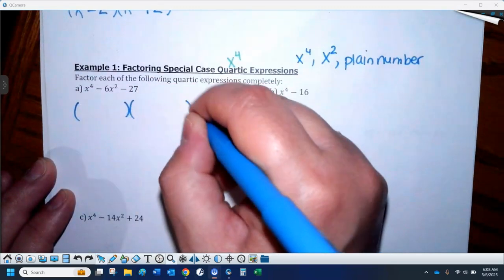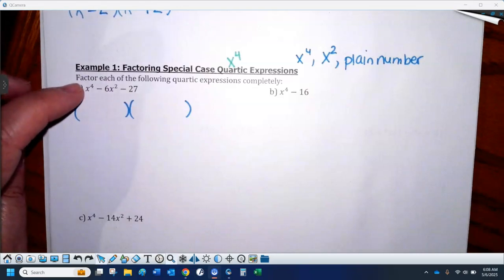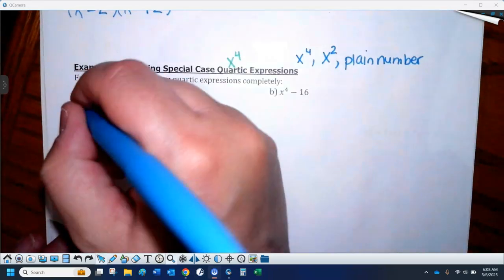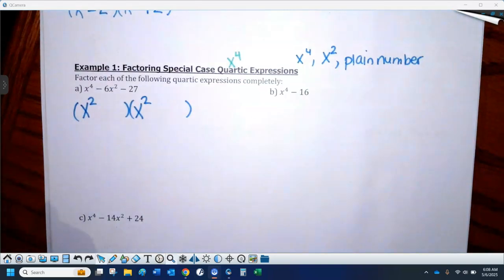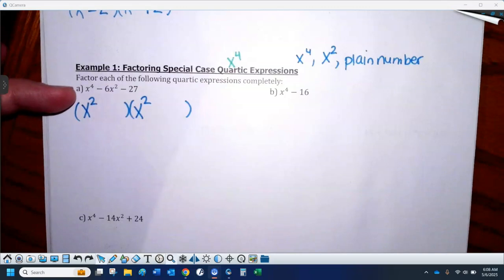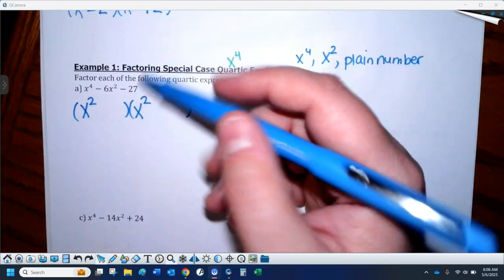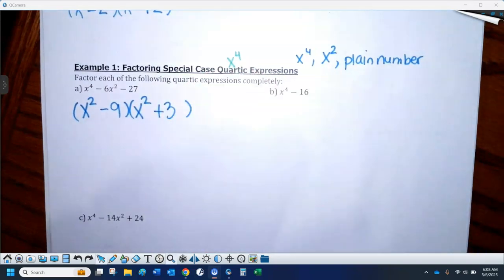Okay, so I'm going to think about this really quickly, and I'll show you on this question. To get x to the fourth, two things I could multiply together would be x squared times x squared. And that is really the only difference between factoring an expression that looks like this and factoring the quadratics that we looked at above. This would still work out exactly the same way. We had a negative 9 and a positive 3. Negative 9 times 3 gives you the negative 27.